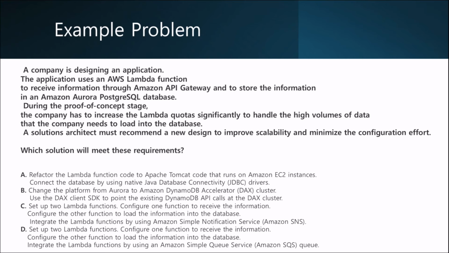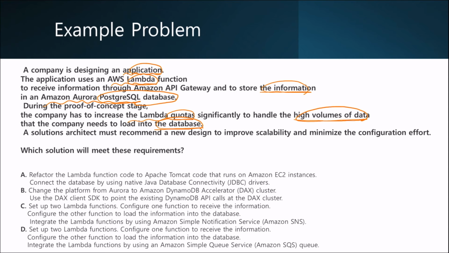Let's look at the next problem. A company is designing an application. The application uses an AWS Lambda function. This Lambda function uses the Amazon API Gateway and stores the information in an Amazon Aurora PostgreSQL database. During the proof of concept stage, the company has to increase the Lambda quotas significantly to handle the high volumes of data that the company needs to load into the database.